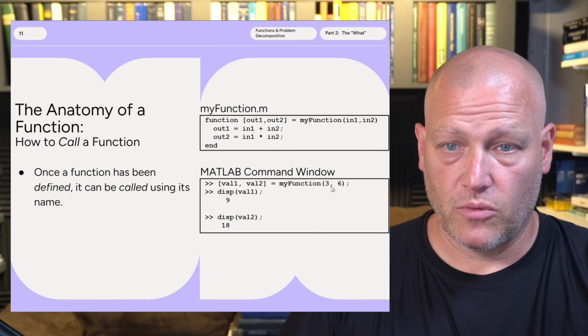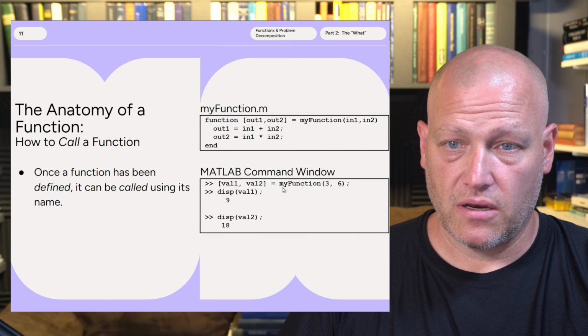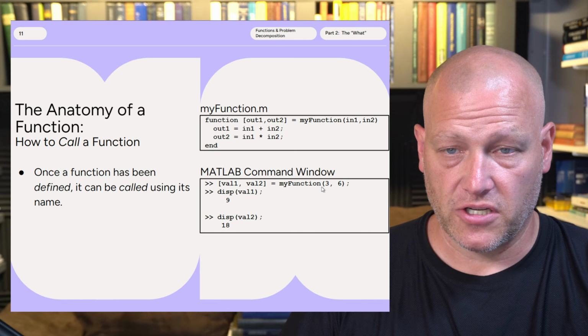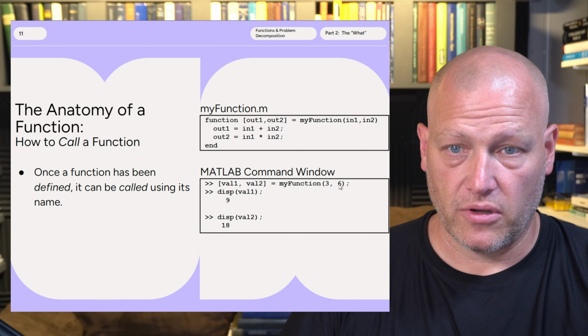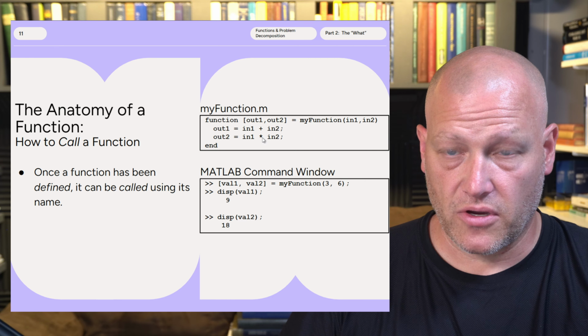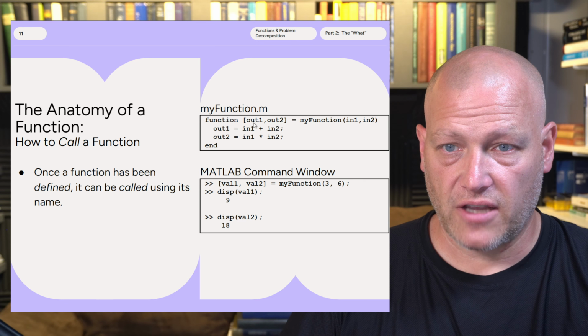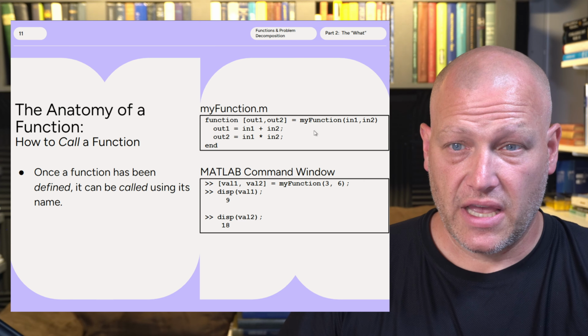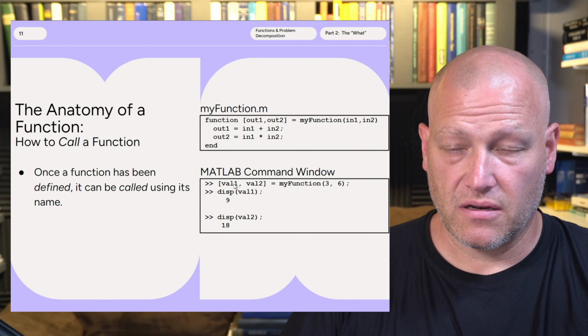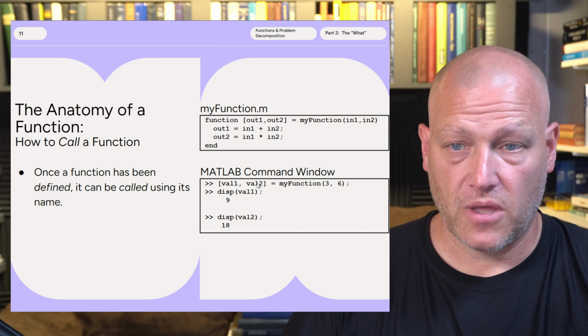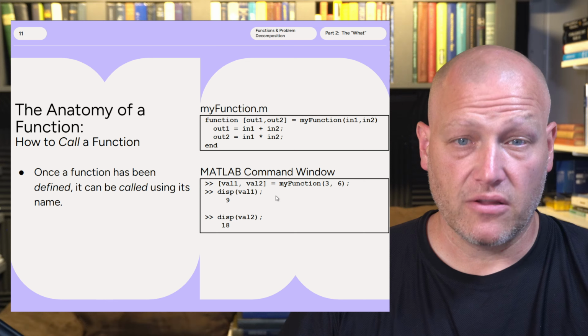If you go down to the command window, what's going to happen when MATLAB runs, or calls, your function is it's going to take that 3 and store it into this in1 variable, and it's going to take the 6 and store it into the in2 variable. Then it's going to run the code inside of the function, and then it's going to generate its little vector or list or matrix of outputs, and assign that to the vector that we created earlier that has val1 and val2 inside of it.